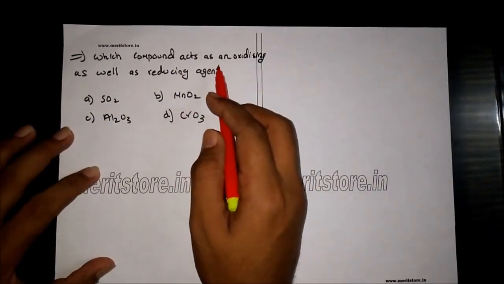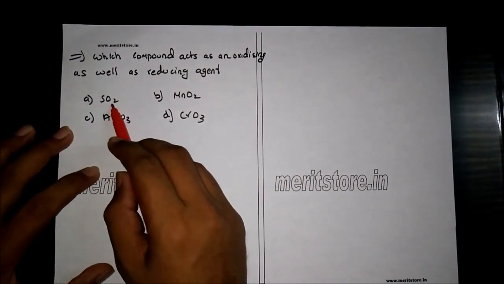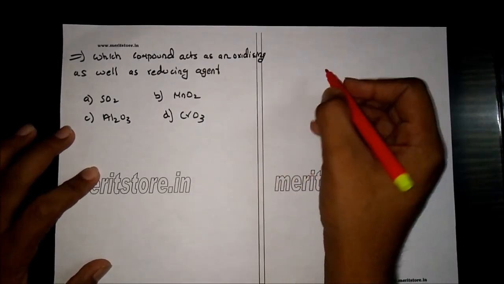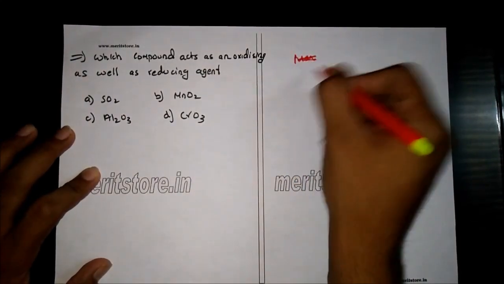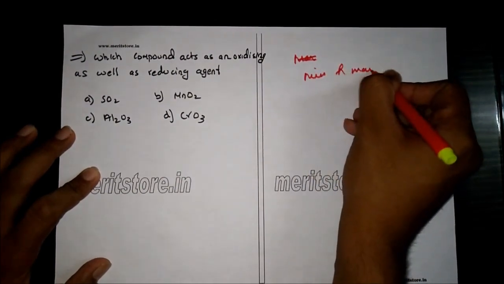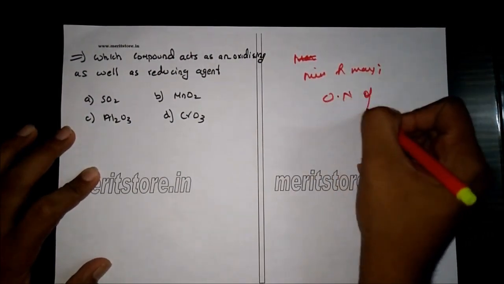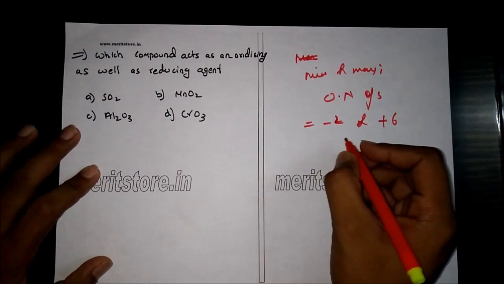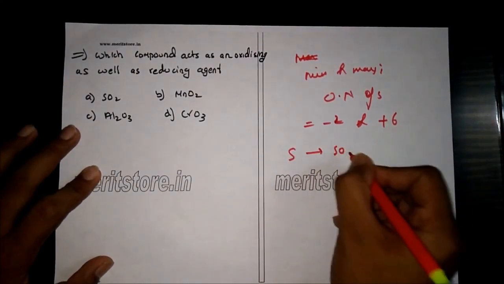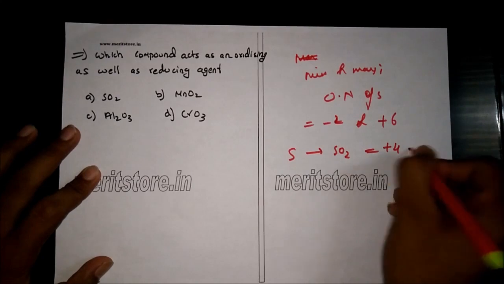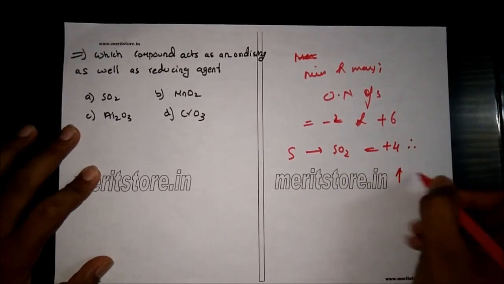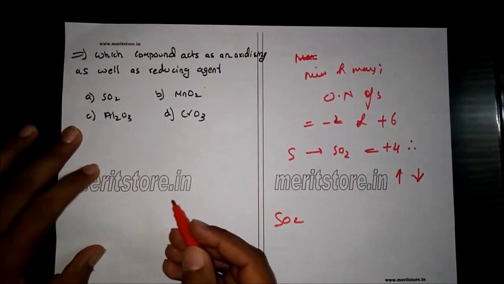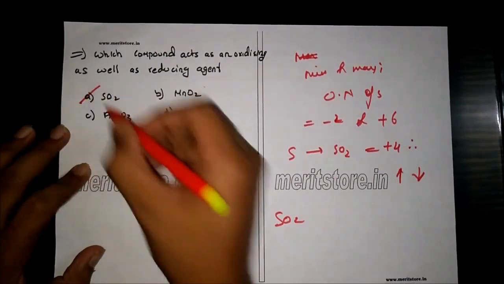Which compound acts as an oxidizing as well as reducing agent? A. SO2, B. MnO2, C. Al2O3, or D. CrO3. Now, the minimum and maximum oxidation number of S is equal to -2 and +6 respectively. Now, since the oxidation number of S in SO2 is +4, therefore it can be either increased or decreased. Therefore, SO2 behaves both as an oxidizing as well as a reducing agent. Therefore, the correct answer is option A, SO2.